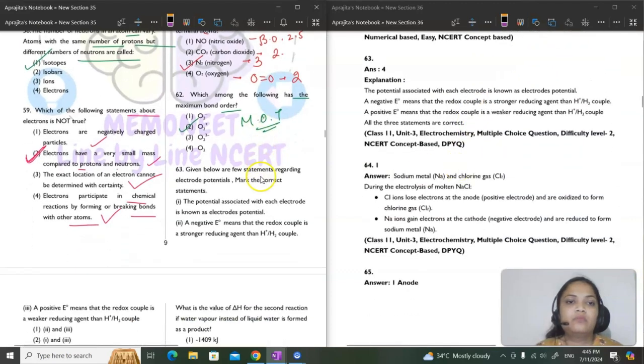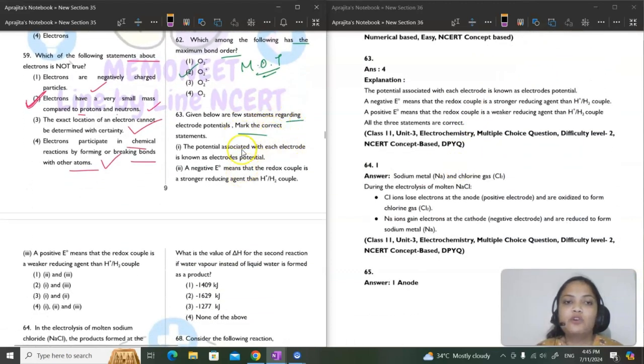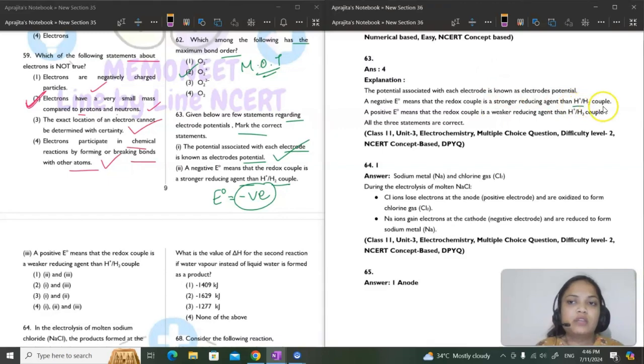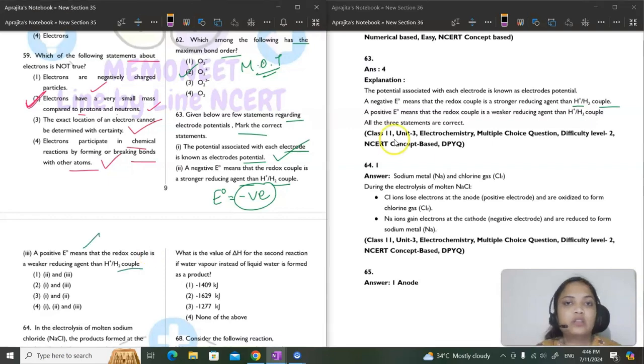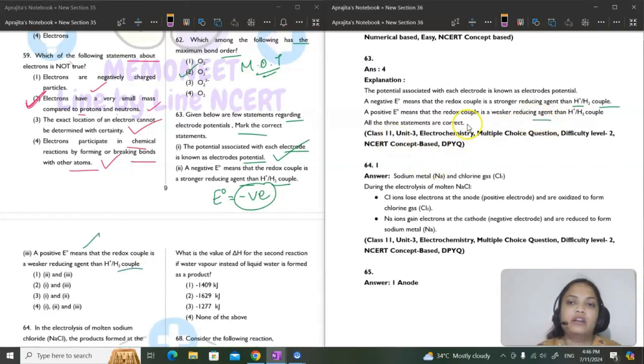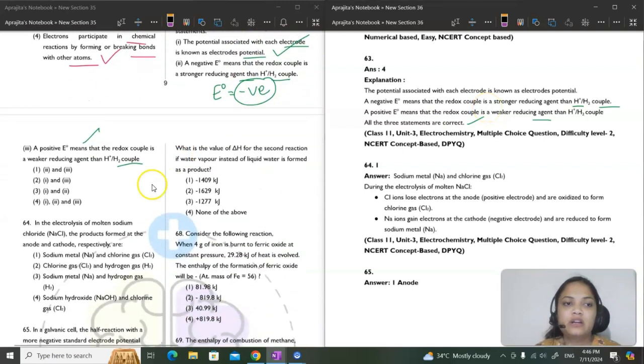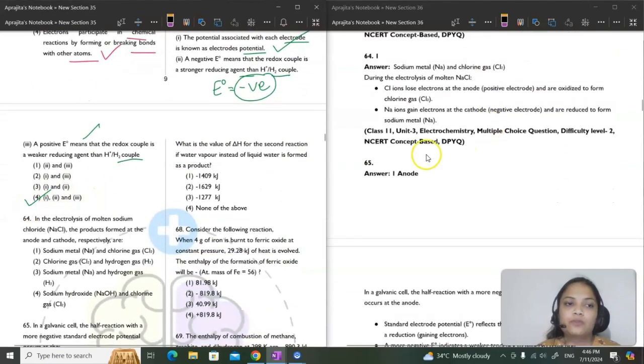Okay. Next is given below are few statements regarding electrode potentials. Mark the correct statement. Potential associated with each electrode is called the electrode potential. This is actually true. Negative E naught means the redox couple is a stronger reducing agent than hydrogen couple. This is also true if there is negative electrode potential. So it means the redox couple is a stronger reducing agent than hydrogen couple, and a positive E naught value means the redox couple is a weaker reducing agent than hydrogen couple. So it means all the three statements are true. So answer is going to be option number 4.